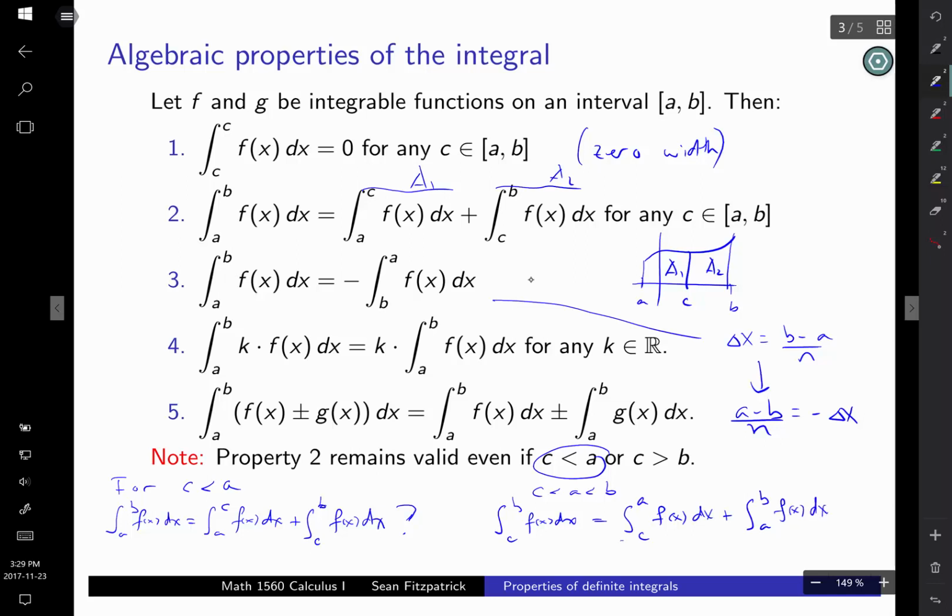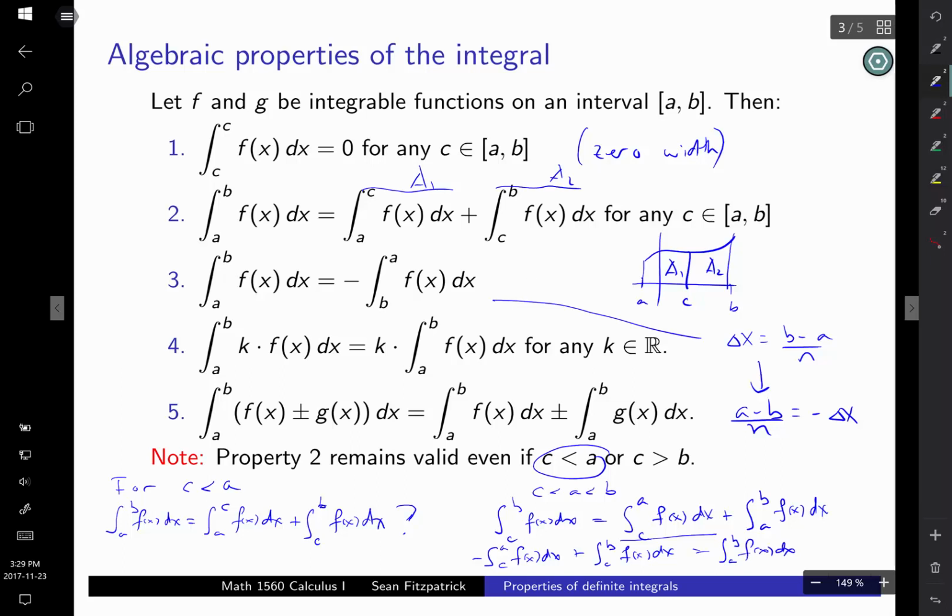And then I can subtract this part from both sides. And what happens when that comes over? Well, when that comes over, I'm going to get minus the integral from c to a plus the integral from c to b equals the integral from a to b.